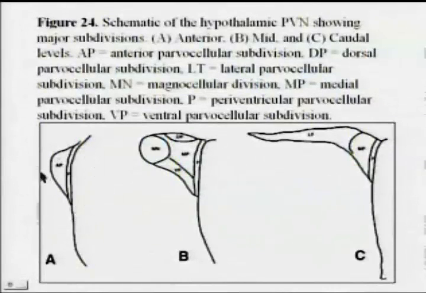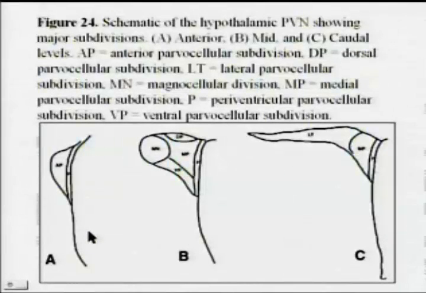So we have three levels in panel A, B, and C as we would proceed along that atlas. And again, this is the rat. However, the human paraventricular nucleus is organized roughly in the same fashion. At the anterior level here in panel A, this would be the anterior or the rostral level. And the third ventricle is here just off to the right. They're just showing the left hypothalamus, paraventricular nucleus in each case.